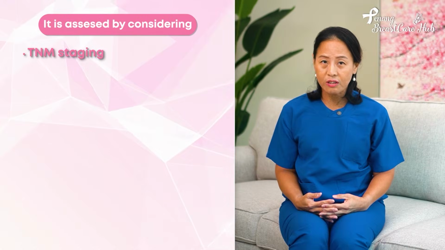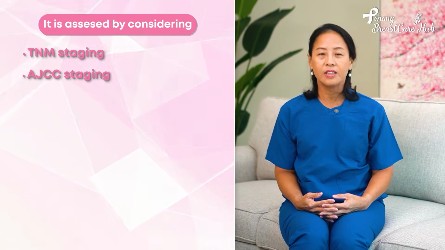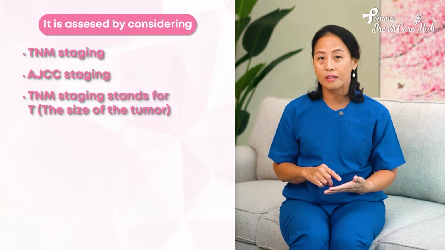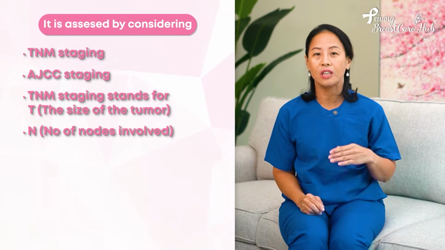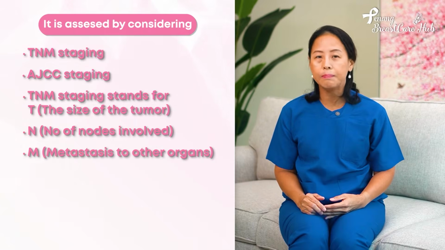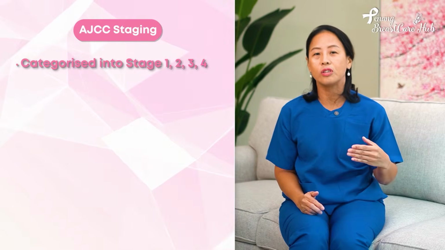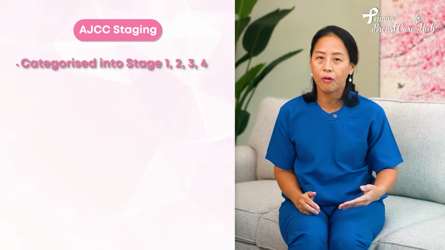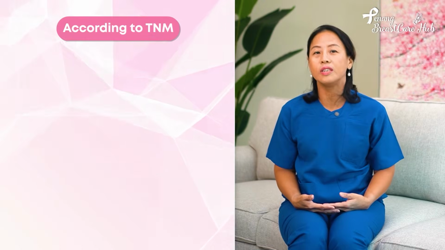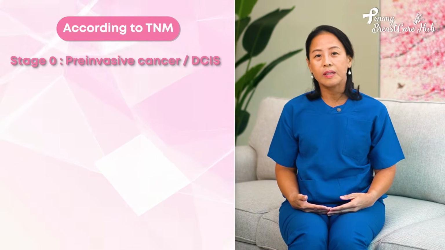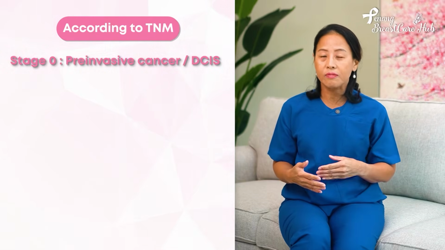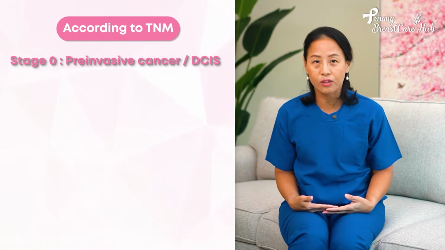There are 2 common types of staging described, which are the TNM staging as well as the AJCC staging. TNM staging stands for T, the size of the tumor, N, the number of nodes involved, and M, metastasis of the cancer to other organs. AJCC staging is categorized into stage 1, 2, 3, or 4, and this is more commonly used. Now, the stages of breast cancer are classified according to TNM. Stage 0 is a pre-invasive or non-invasive cancer, also known as cancer in situ.